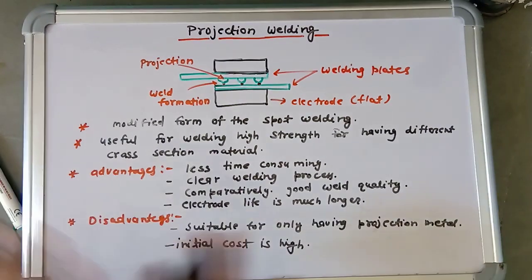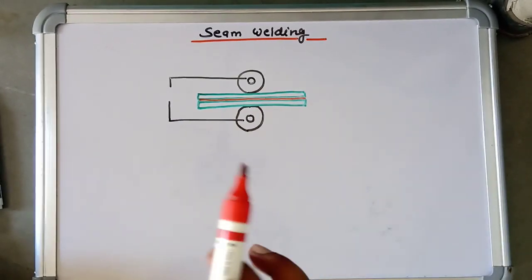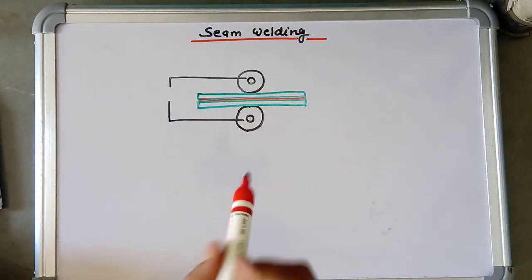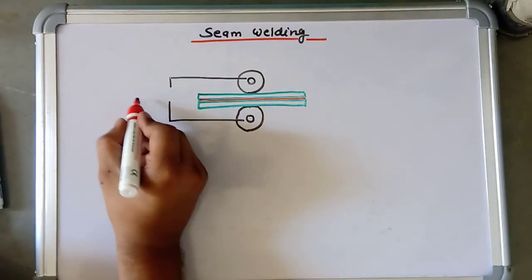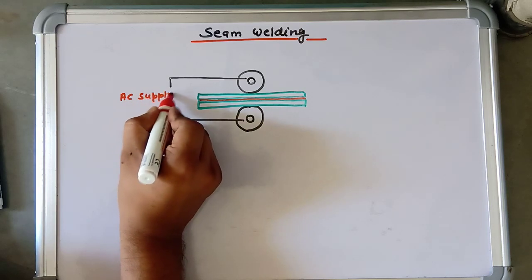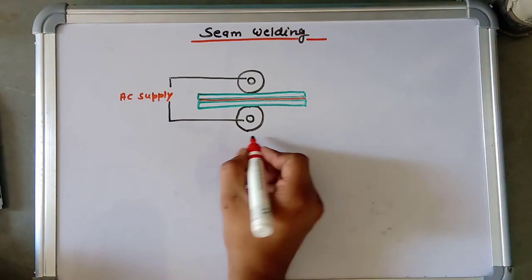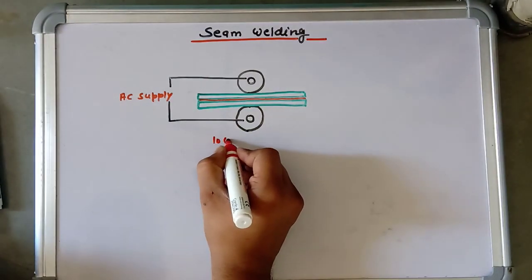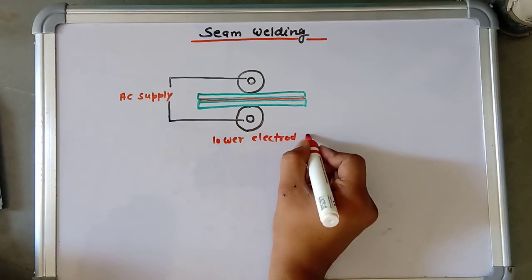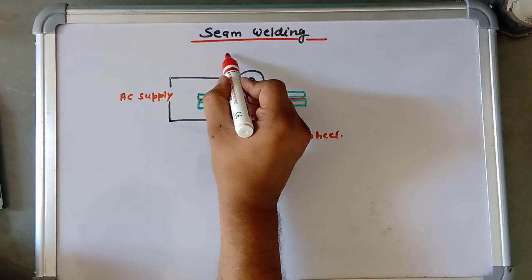So this was our whole projection welding. Now we will discuss seam welding. This is the setup of seam welding, and here in this setup this is our AC supply. And this is the lower electrode wheel. This is our upper electrode wheel.